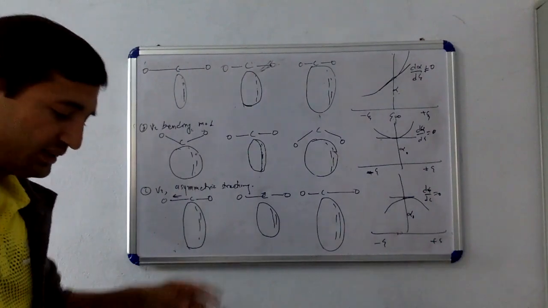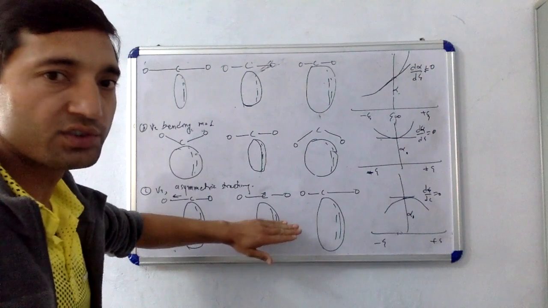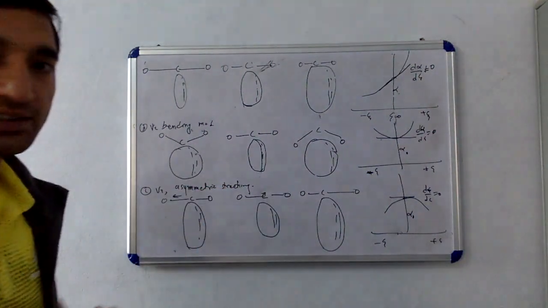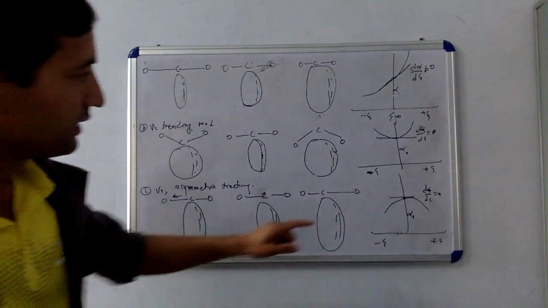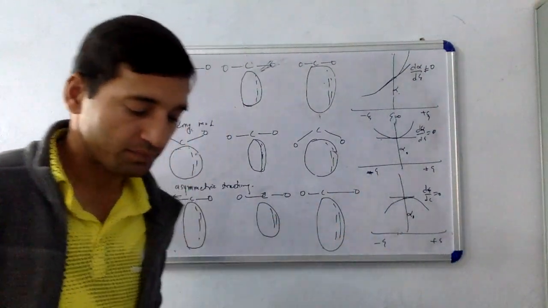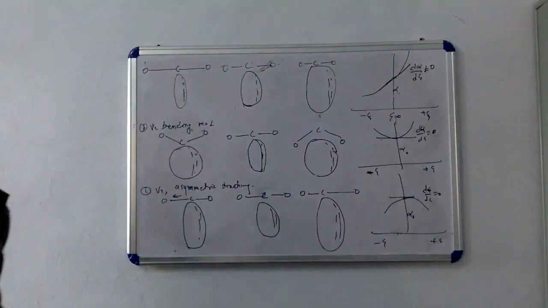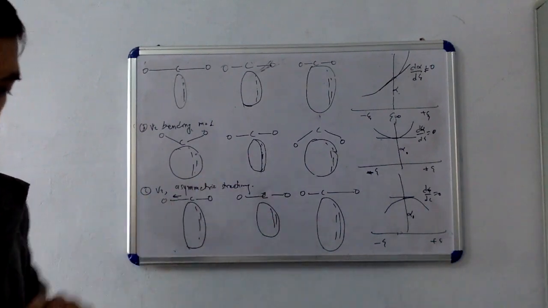Now, in these two cases, if there is a small change in these two modes, the V2 bending mode and the symmetric stretching mode, the slope is 0 at xi equal to 0. So these two modes are Raman inactive for a small displacement, and that is why they are Raman inactive.